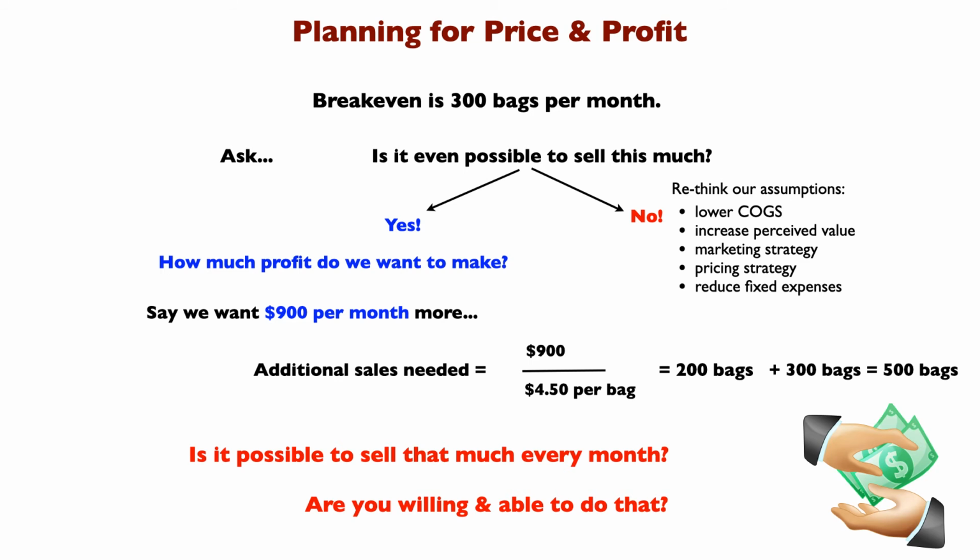Now, when you calculate your break even for your business, you always ask two questions. One, is it possible to even sell that much in your service area? If you can't, then rethink your assumptions. If you say yes, you move to the second question. Are you willing and able to do that? By willing, I mean, do you have the motivation and drive to do what it takes to sell, in this case, 500 bags a month? And are you able to do it? Able means, do you have the time, the resources, the capability, the production capacity to meet that 500 bags a month?